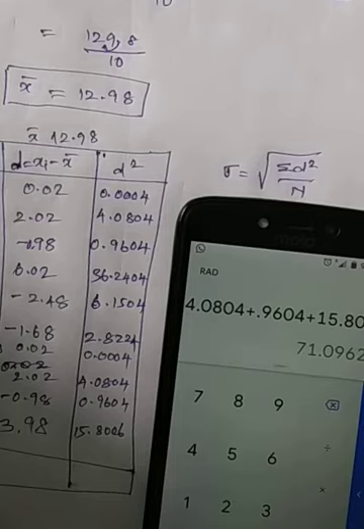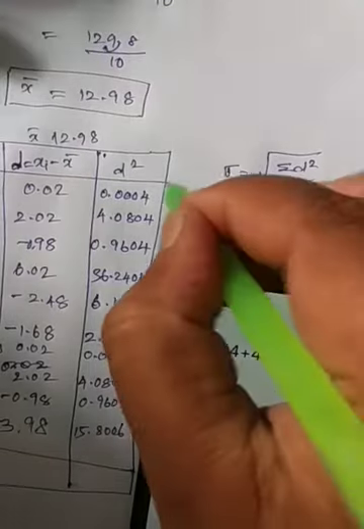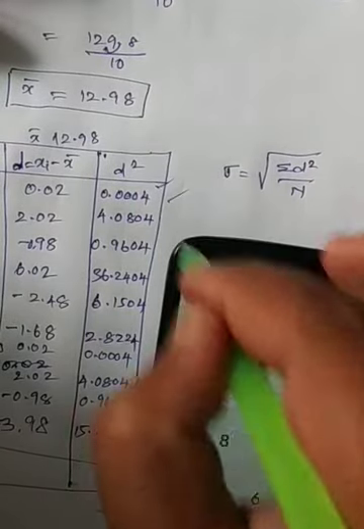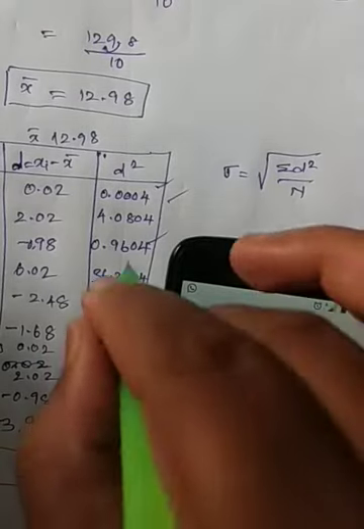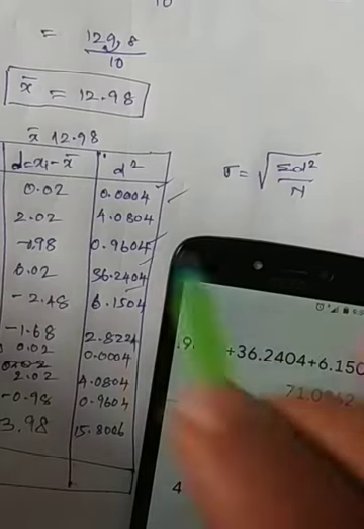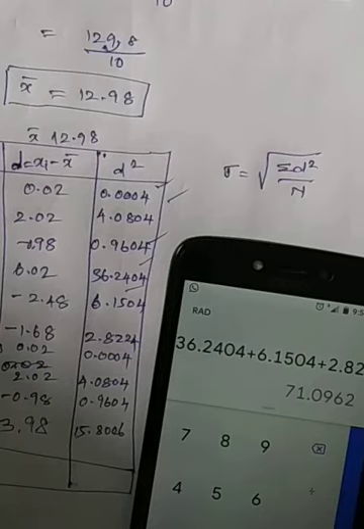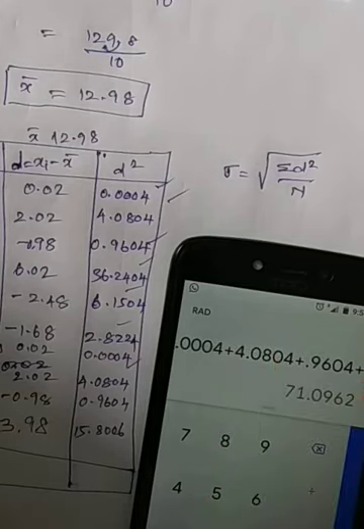So we are getting 71.136. Let me check one more time. First is 0.0004, this is over. Next one is 4.0804, this is over. Next one 0.9604, this is correct. Then 36.2404. The next one 6.1504. Next one 2.8224. The next one 0.0004, correct. The next one 4.0804. The 0.9604. The next 15.8006.